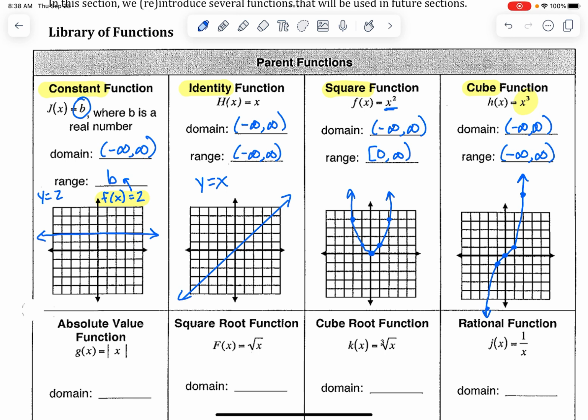Okay, so think of taking the square function and flipping it over on the left side, making it a little more narrow, and you have the basic idea of a cube function.